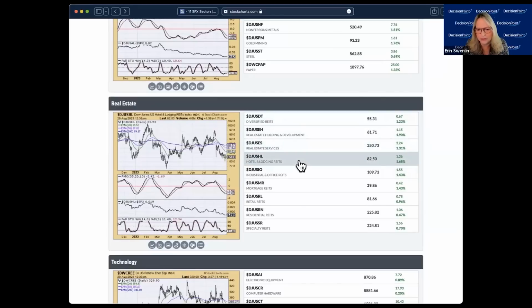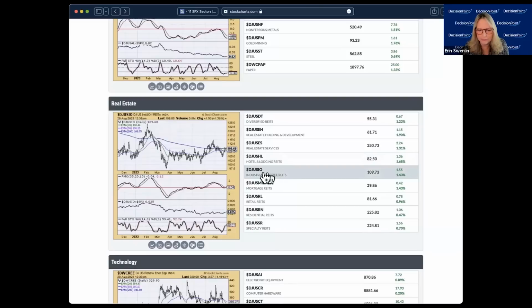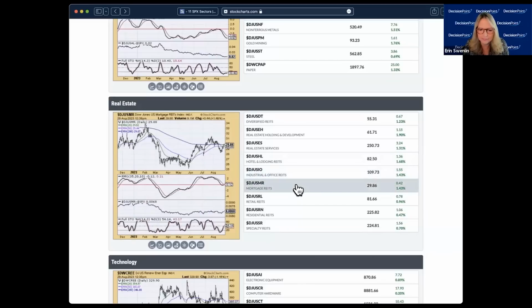No good look here on hotel and lodging REITs. Industrial and office REITs kind of in a sideways trading zone. Stochastics rising, but I don't see a whole lot of upside potential here. Mortgage REITs making a nice turn and breaking through a declining tops trend line. PMO has turned up, could get above the zero line soon. So mortgage REITs looking interesting.